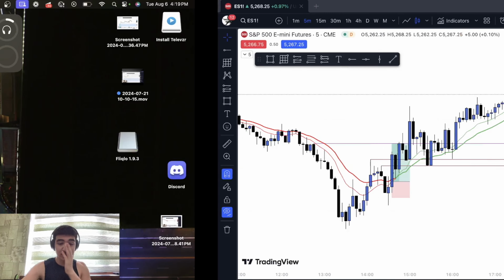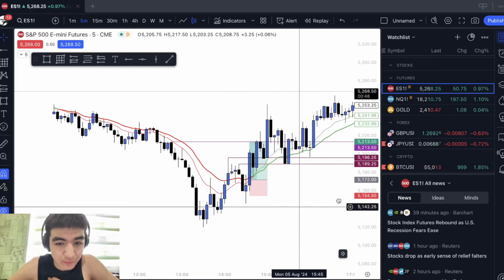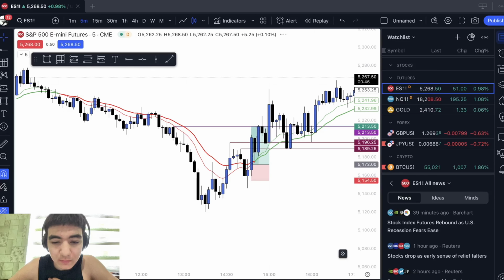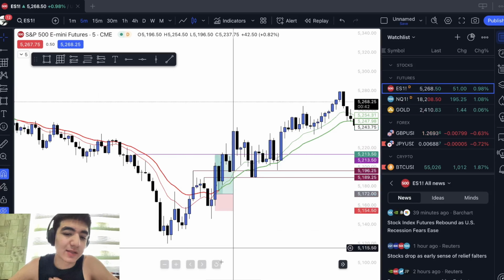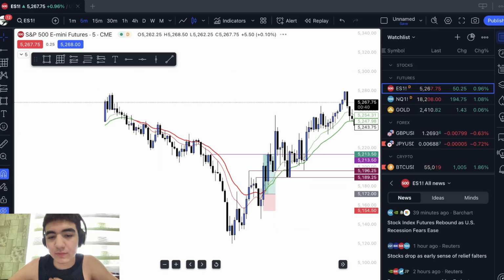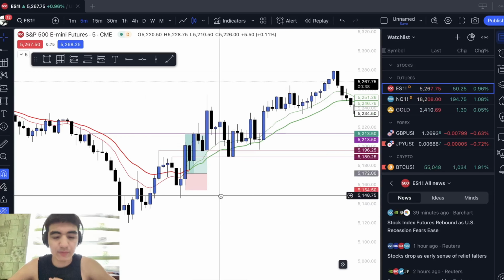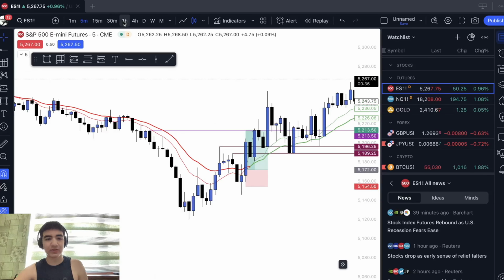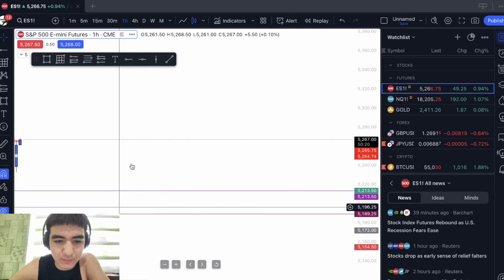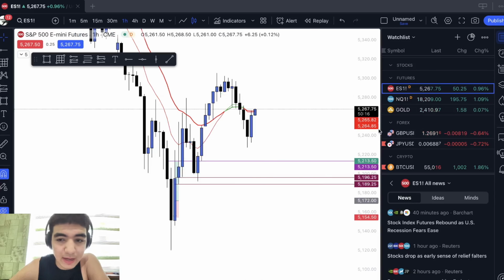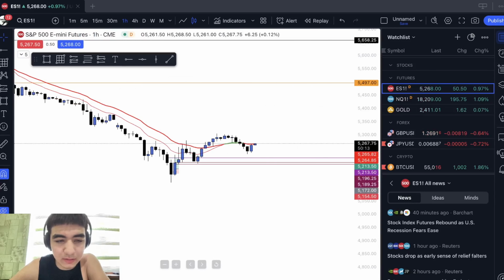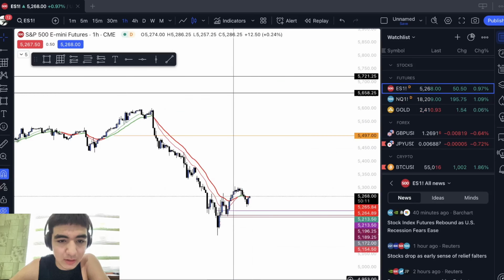Awesome, awesome trade right here. Probably gonna put the title as SMT Divergence trade. So let's take a look at this. We have a little, not little, it's a pretty big downtrend going.